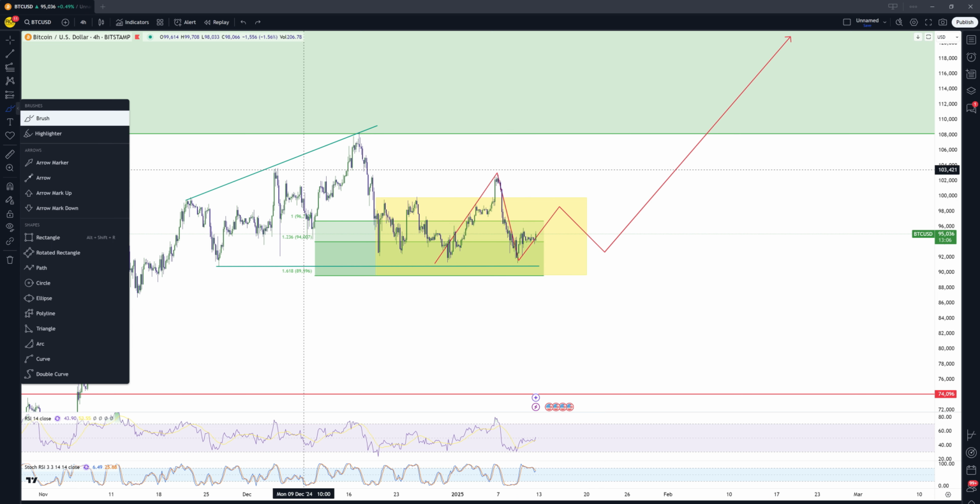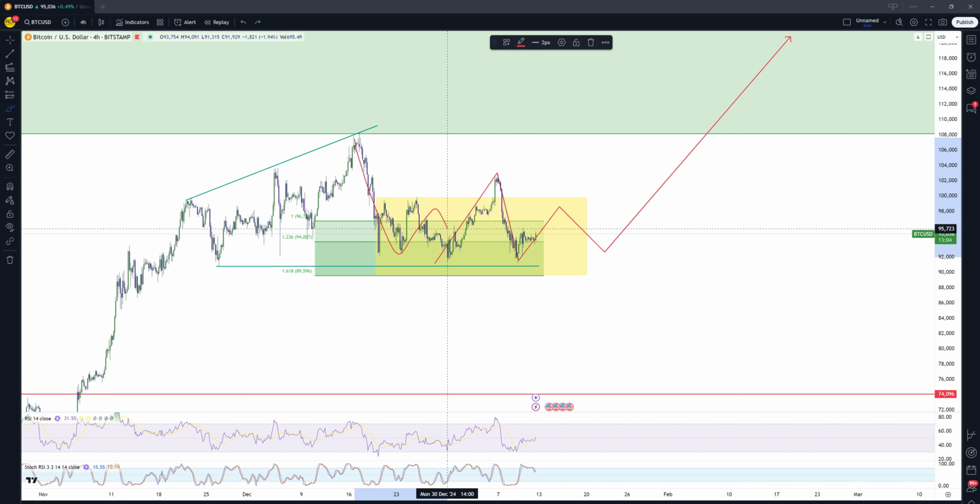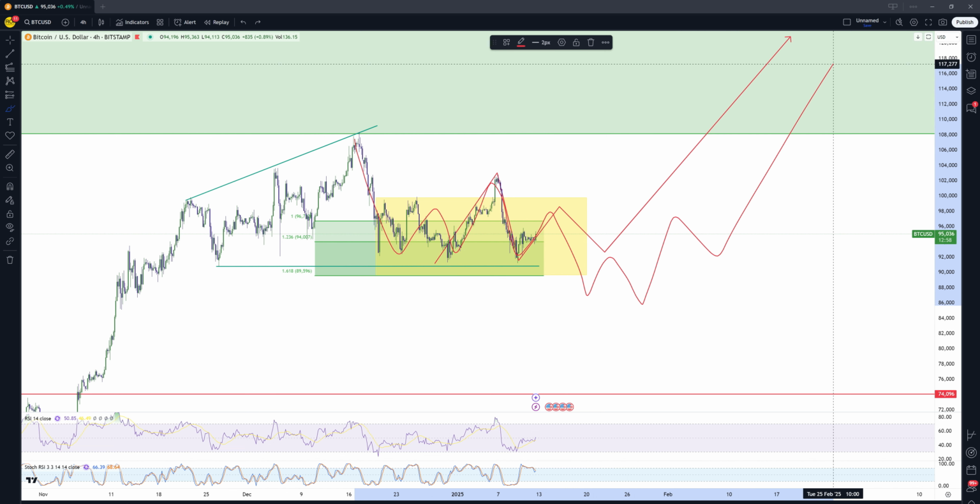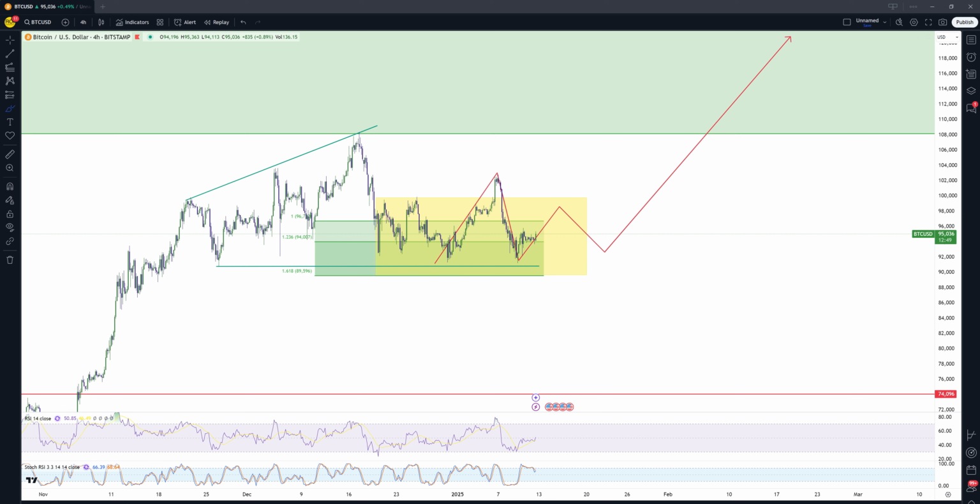Alternatively, this one can also extend and it can also do something like that, 80, 87, 85K area, and then reverse to the upside. This is not what we are mainly expecting, but it might happen. So this is a possibility to bear in mind. But the overall bias and trend is for the upside, for new all-time highs still to come.